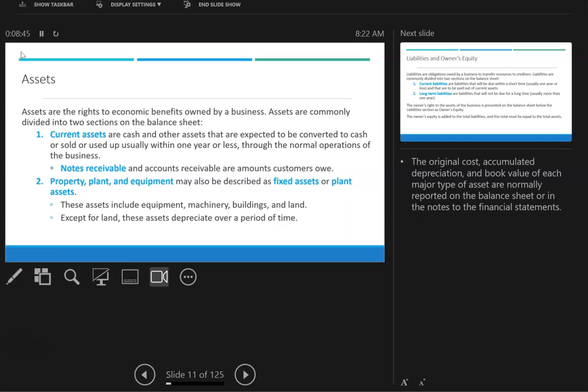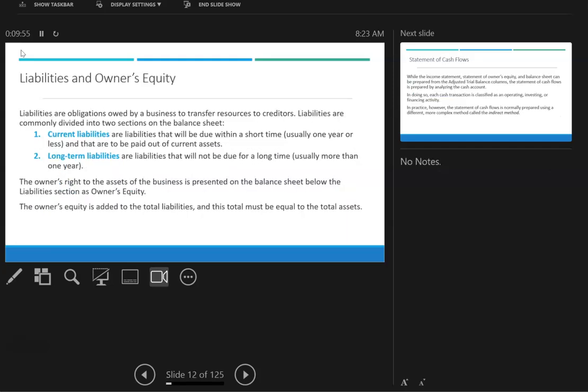Property, plant, and equipment can be termed fixed assets or plant assets. Current assets are those assets that are going to be used up or converted into cash within a year, whereas long-term assets, property, plant, and equipment, possibly notes receivable, are going to have a useful life of greater than a year, okay? Liabilities and owner's equity.